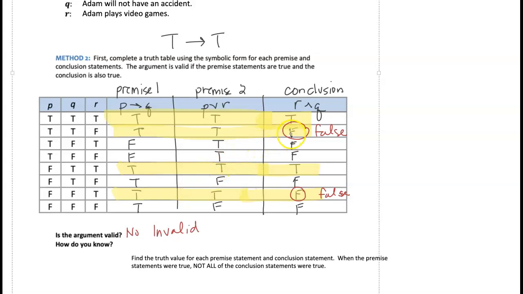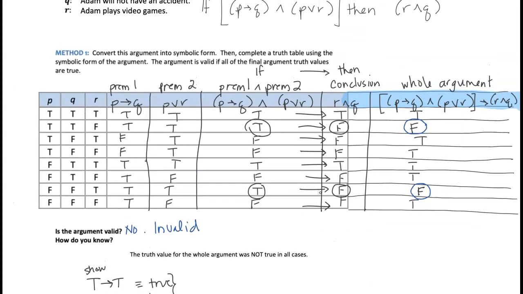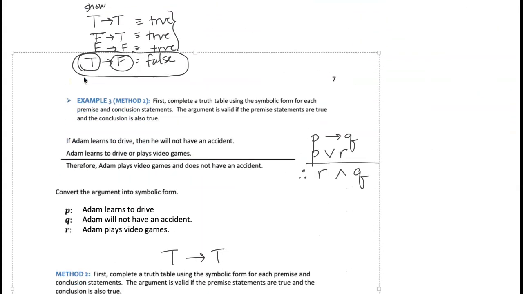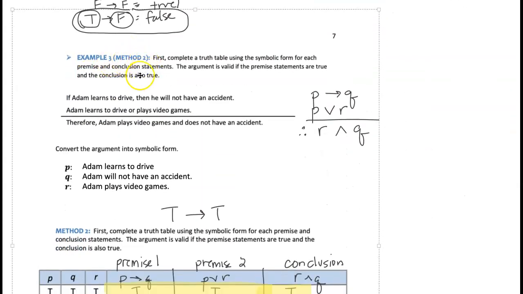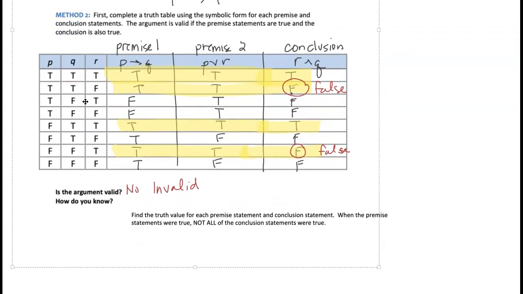One quick note is that here in case 2 and case 7 is where our argument failed to be valid. And it was those same two cases, case 2 and case 7, where it failed in argument 1. It doesn't matter if you use method 1 or method 2. You'll end up with the same answer on whether your argument is valid or invalid. And that ends example 3.